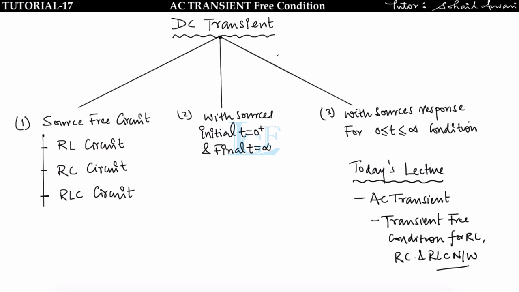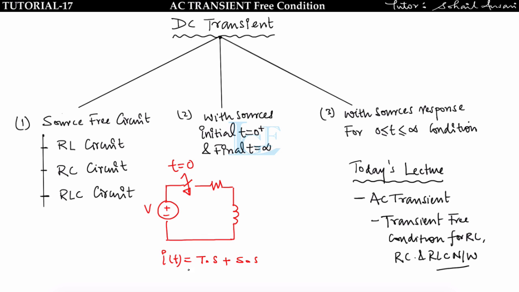In the previous lecture we have covered the DC transient, and in this lecture we will be starting the AC transient free condition. If we apply DC voltage V to any RL, RC or RLC network, let us take one example like an RL network. If we apply the DC source with the RL network, and close this switch at t equal to 0, then you will get the response of the circuit, which is equal to transient state plus steady state.